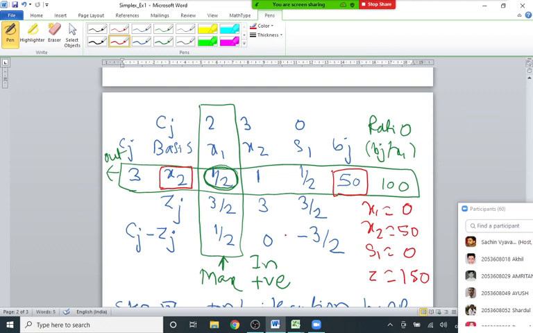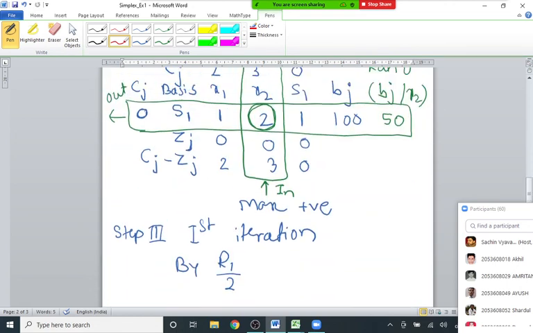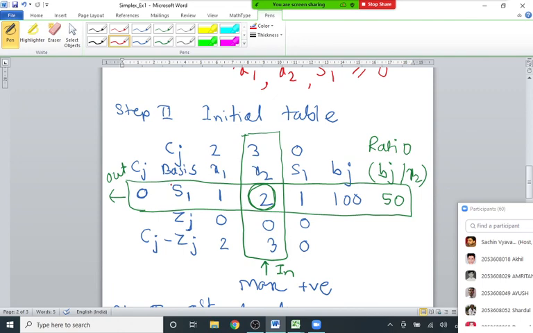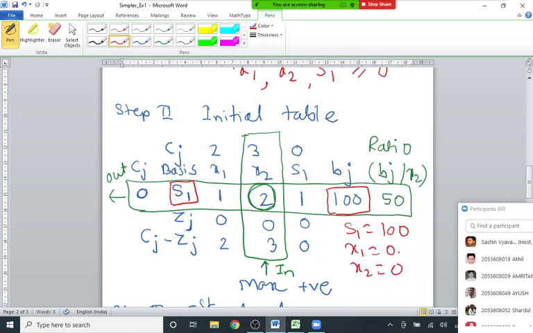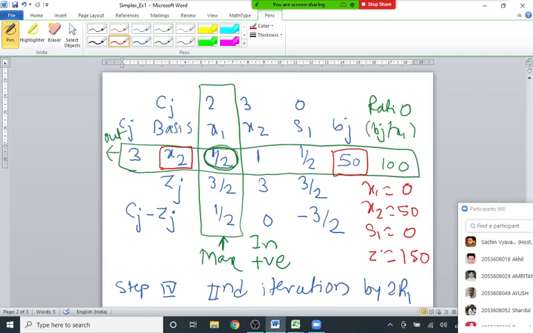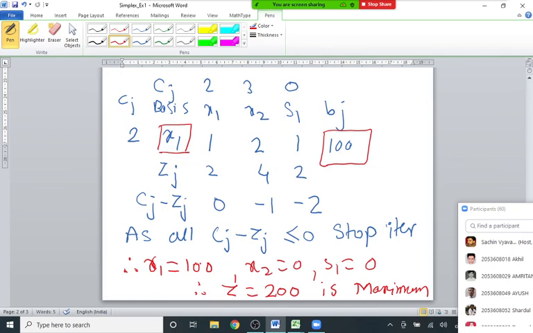But the Cj minus Zj's are positive, and because of that we move to a better solution. Like that, if you come to the first, initial table, the basis variable is s1. It takes the entire value of bj. In the initial table, s1 is 100, and the non-basis variables are x1 and x2. So x1 is 0, x2 is 0, and the value of z is 0. So in the initial table we have x1, x2 as 0 and z is 0. Next table we have x1 0, x2 50, z 150. And the third table we have 100, 0, and 200.